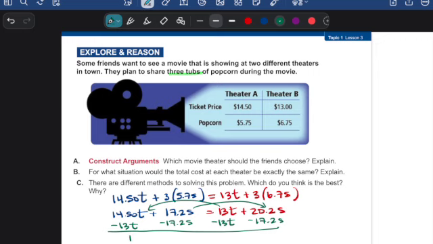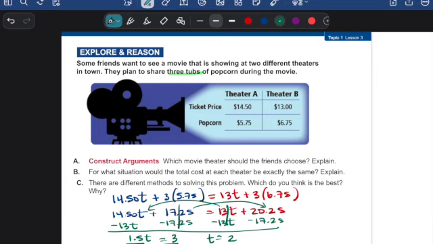Okay, and then I have 1.5t. That cancels, equals $3. And dividing by the coefficient on both sides, the number of tickets where the cost will be the same at either theater is 2 tickets. So if 2 friends go, then it doesn't matter which theater they go to.